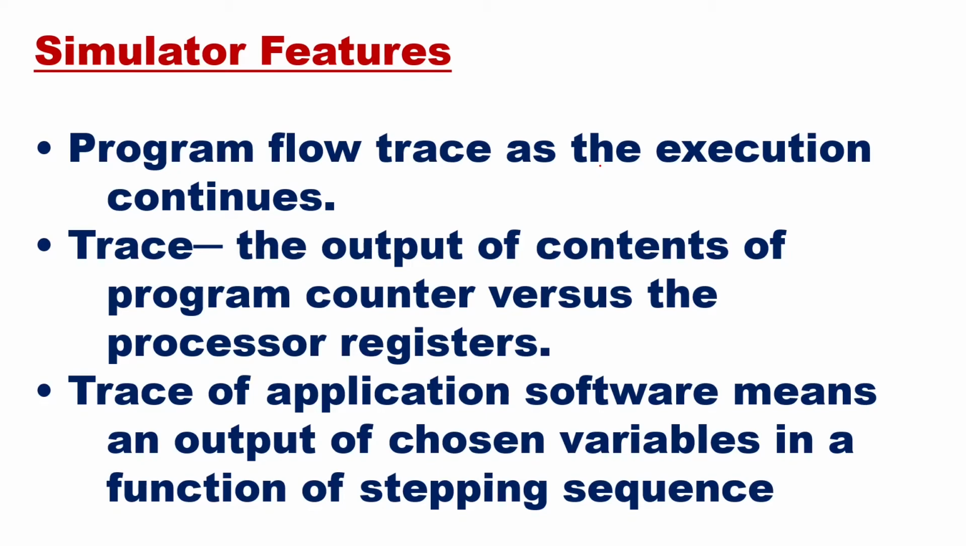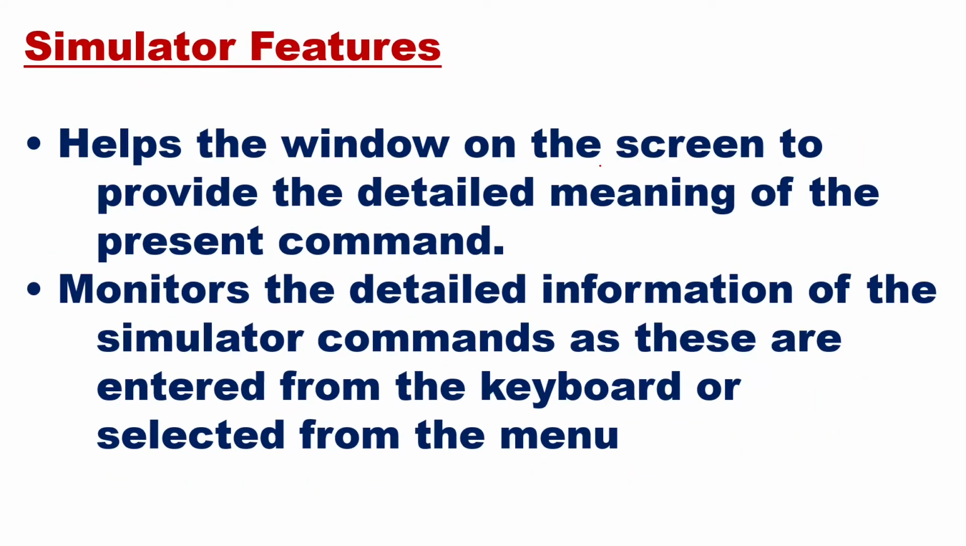It can show the program flow trace as the execution continues. It can show the trace of the output of the contents of the program counter versus the processor registers. This is at the hardware part. You can see it through the software. Trace of application software means an output of chosen variable in a function of stepping sequence. It helps the window on the screen to provide the detailed meaning of the present command. Whatever command you give, what is the meaning of that? Whatever input you are giving, what is the meaning of that? It can show on the window.